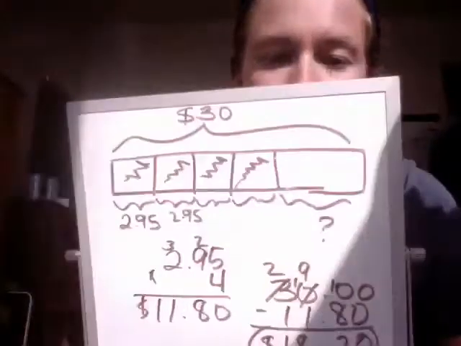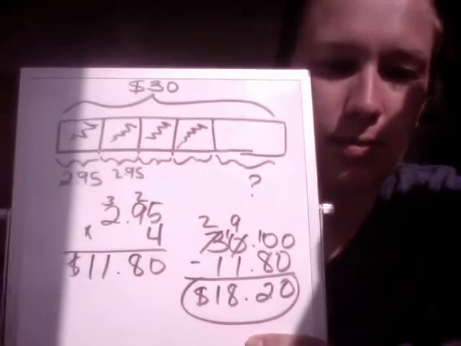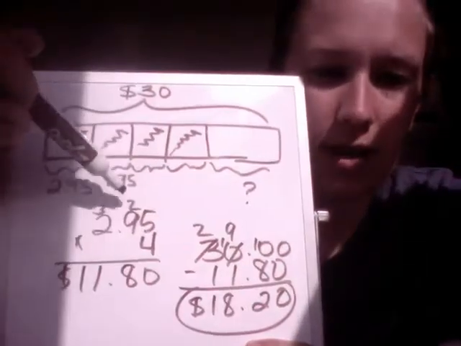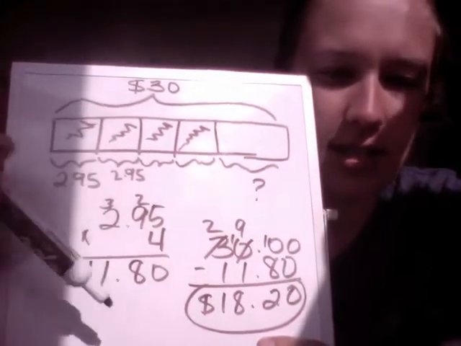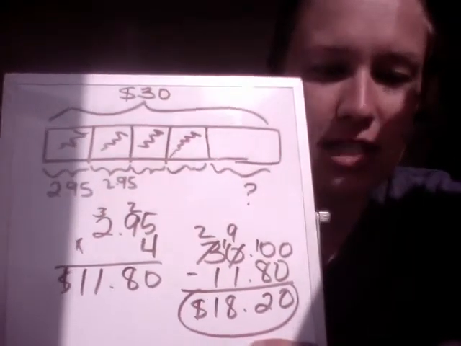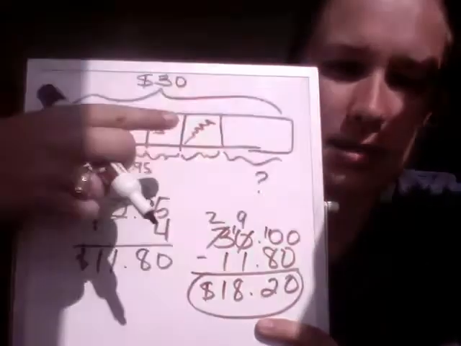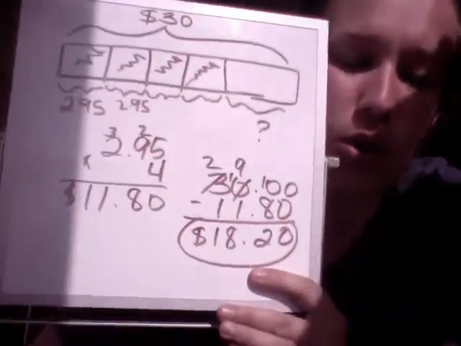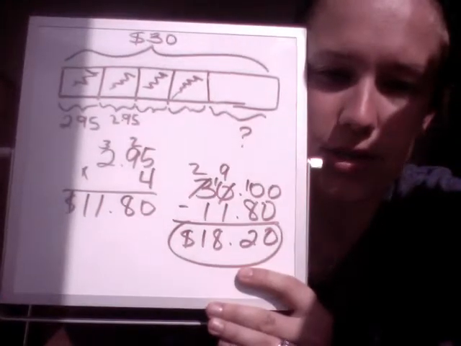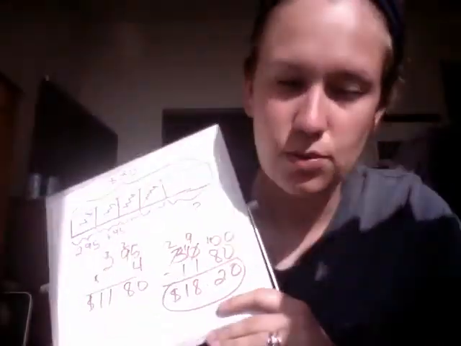Okay, so here I first figured out how much he spent by multiplying $2.95 by 4. That gave me $11.80, but I can't stop there. That's just how much he spent. I need to know how much he has left. So I'm going to subtract $11.80, how much he spent, from his total starting out, which was $30. Once I do that, I get $18.20, which should be your answer.